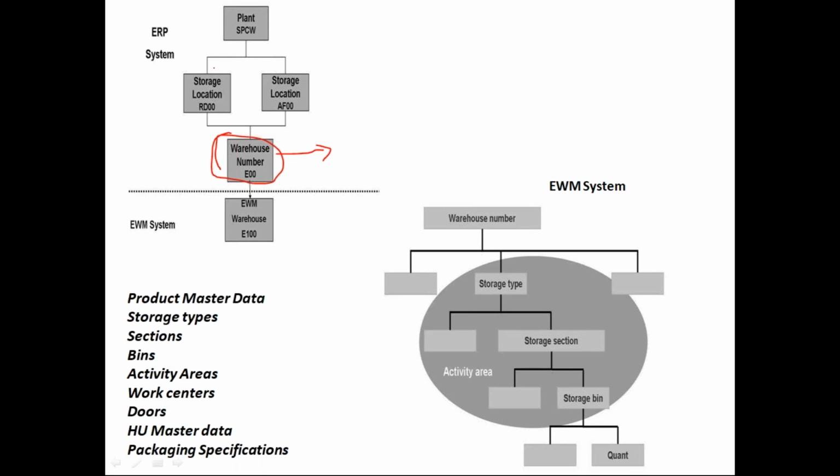When I say ERP and EWM, this is your ERP org structure, and this is your EWM structure. In EWM, the warehouse number is the highest organizational element. Warehouse number is the highest organizational element.